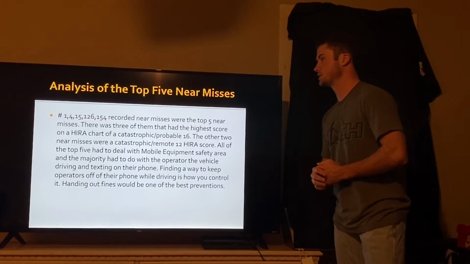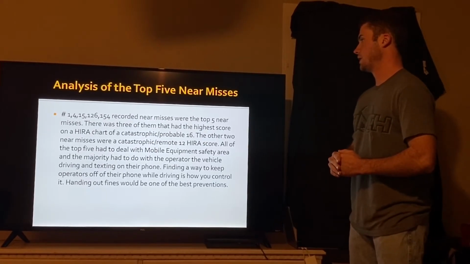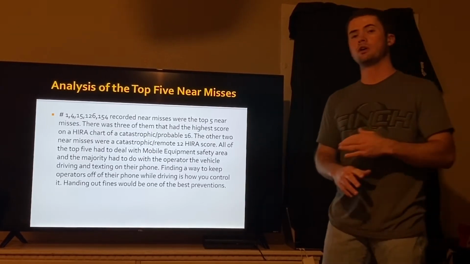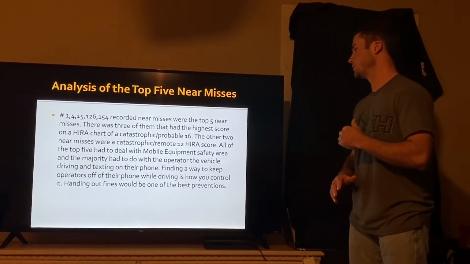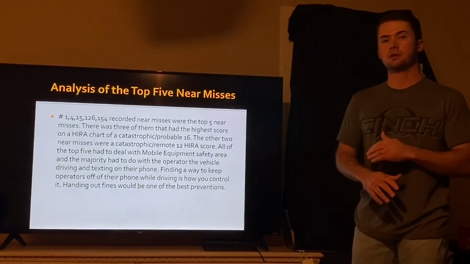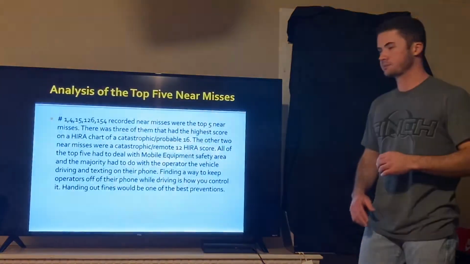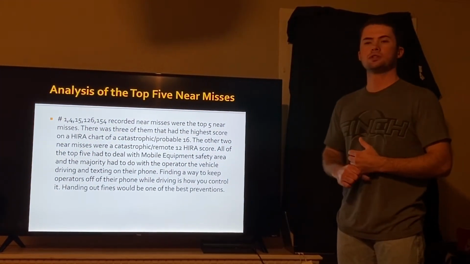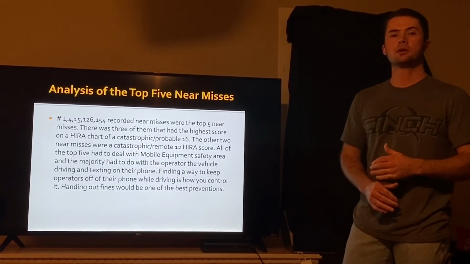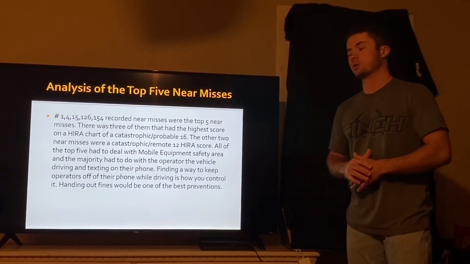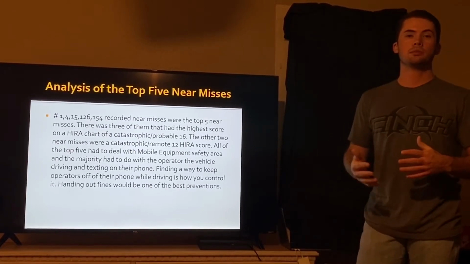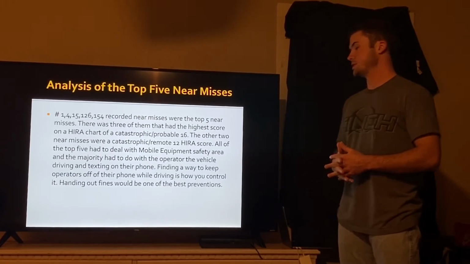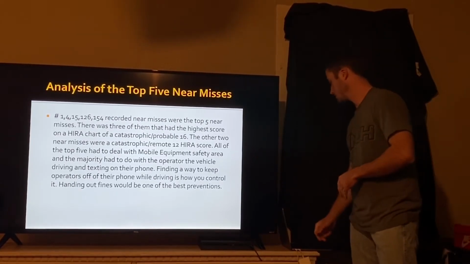So those are definitely things to look at. Also, the last two, 126 and 154, were a catastrophic remote 12 of a HIRA. And most of these were due to somebody operating a vehicle or operating equipment, and then being on their phone while doing so. And definitely how to control those is either get the operator to get off their phone, or to fine them, or to reprimand them, so they know that doing that is punishment to themselves.